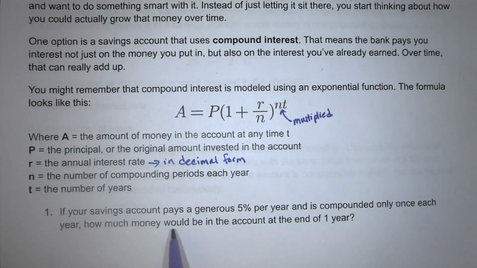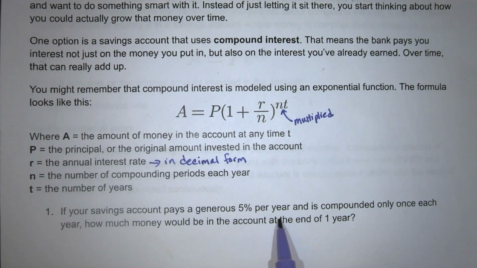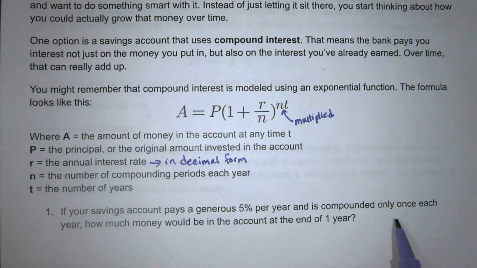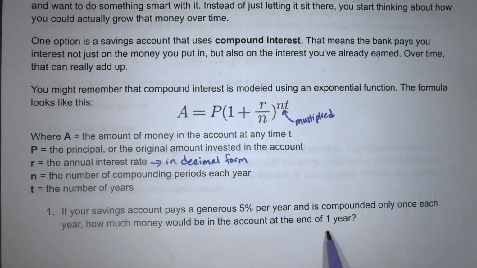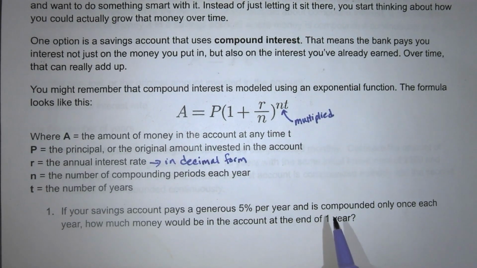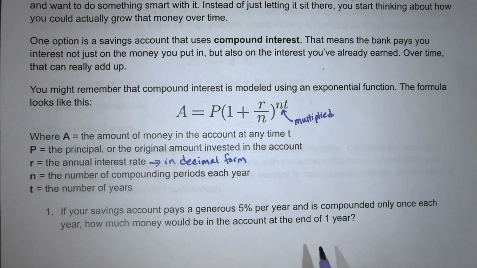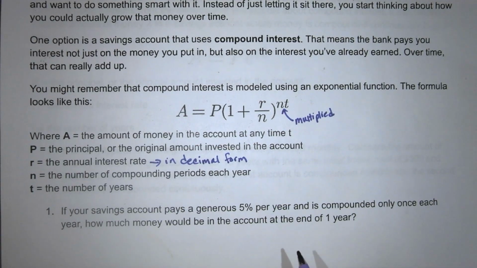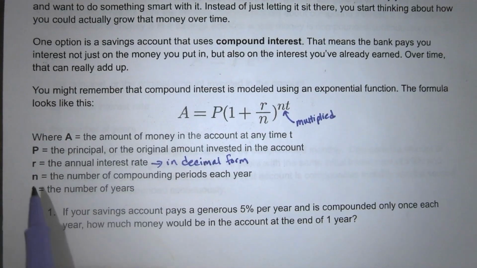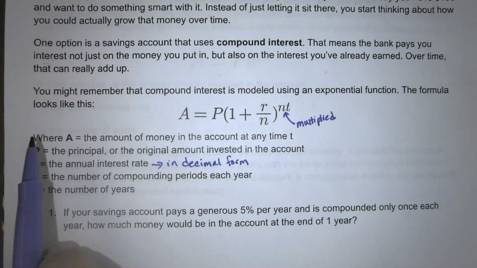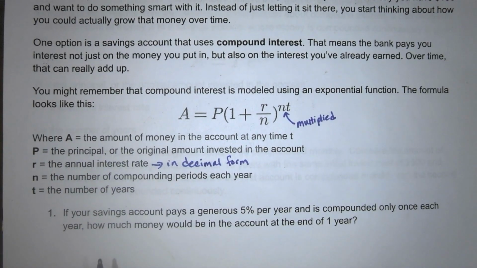So if your savings account pays a generous 5% per year and is compounded only once each year, how much money would be in the account at the end of 1 year? So I heard a lot of numbers in there, some words in there that I'm not super familiar with. But I'm going to go through again and I'm going to underline or circle things and then try to find where these different variables are in this sentence.